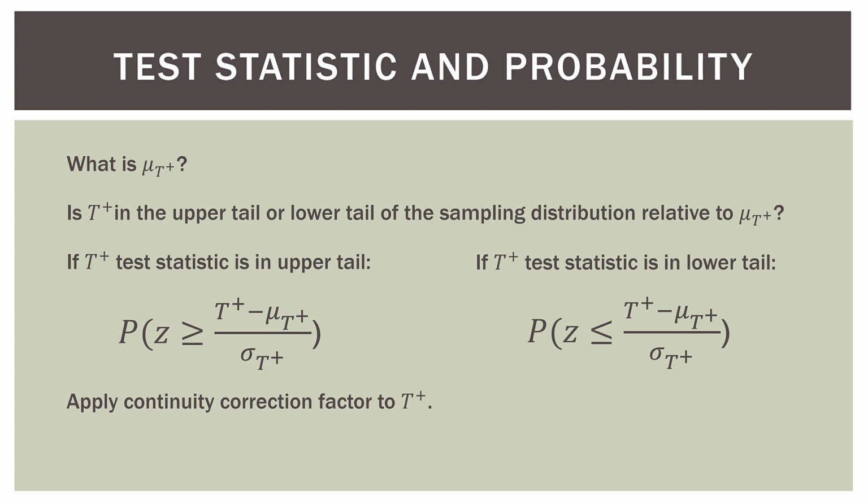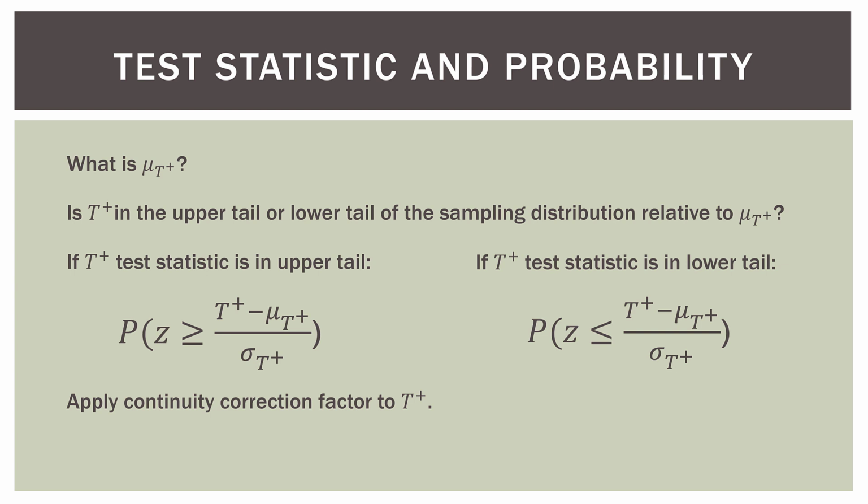So you just have to be cognizant of what your professor or textbook is asking you to do and what your software is actually doing. Because you could use a software that doesn't do it when your textbook does want you to do it, and you'll get different answers. So just to reiterate very quickly, the continuity correction factor is just something we have to apply to our t plus because, again, it is a discrete statistic and we're actually using a continuous distribution.